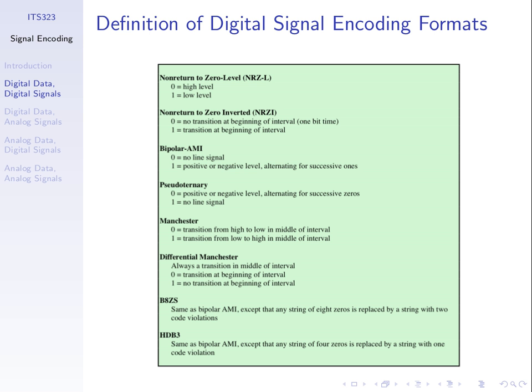So again, we need to assume that we start at some level. Let's say we assume we start at low. We'll see why that's needed. We'll see it with a bit 1. When we transmit a 0, we send at 0 volts. No line signal. When we transmit a bit 1, we send at either a positive or a negative, but we alternate. So assuming before we had a low level, then the next bit 1 would send at a high level.